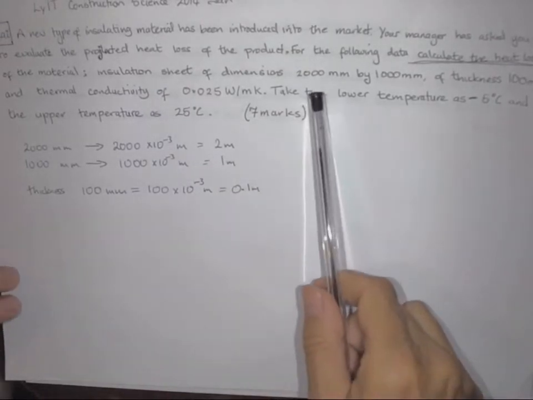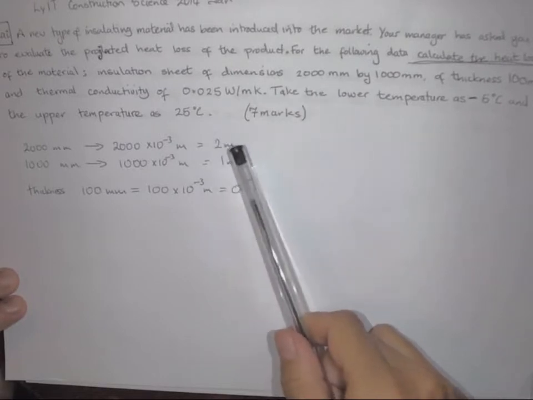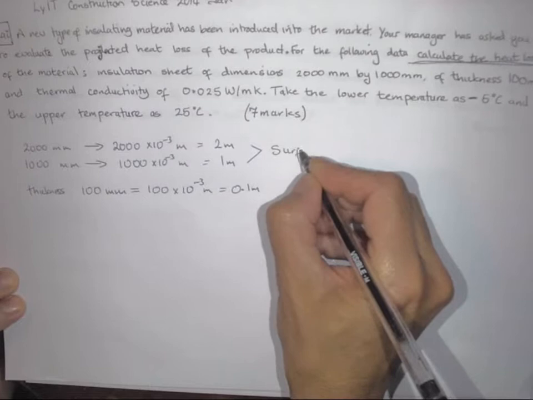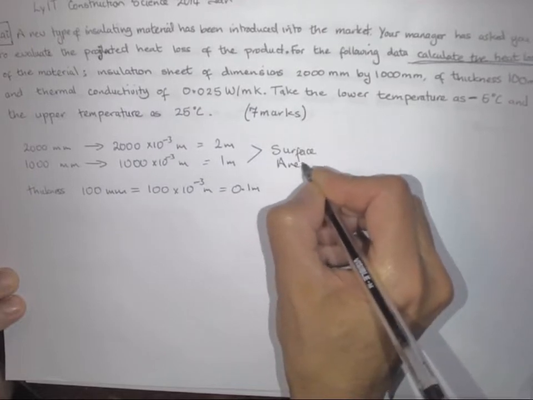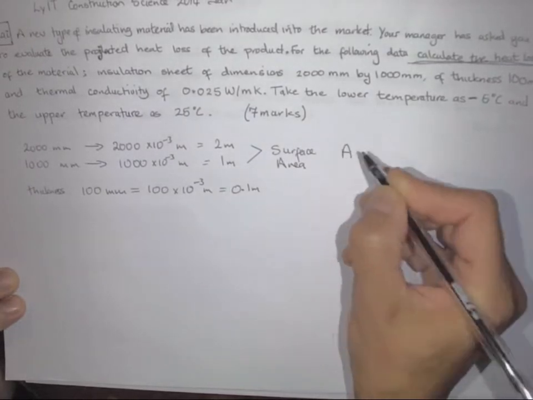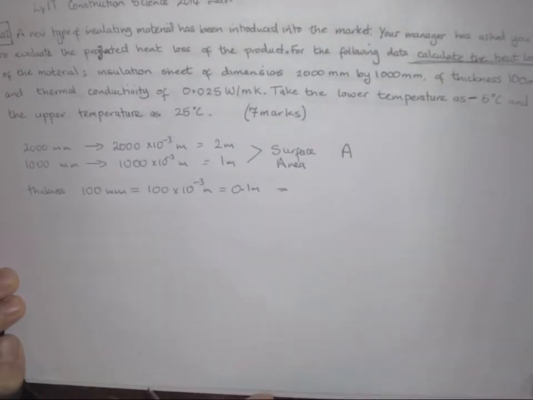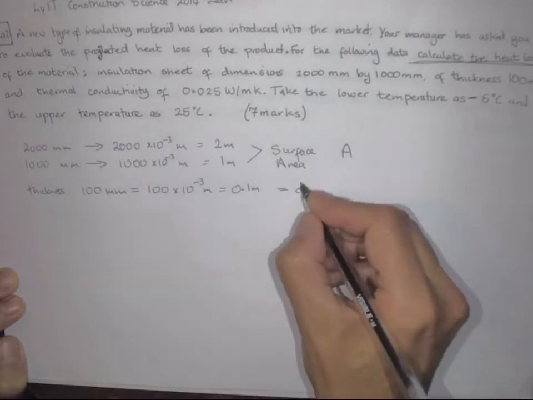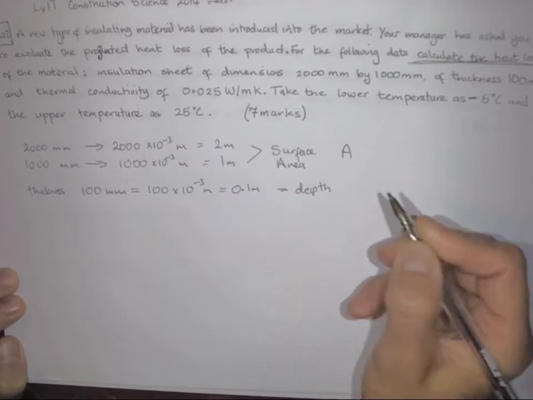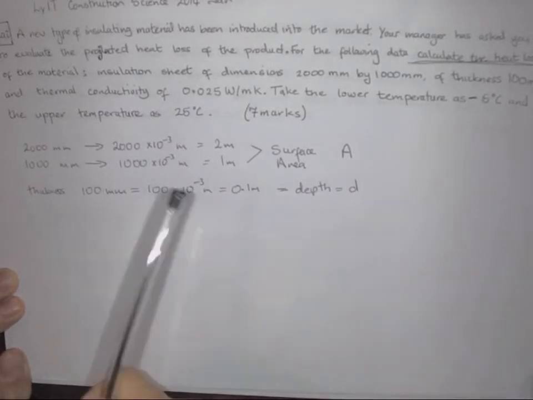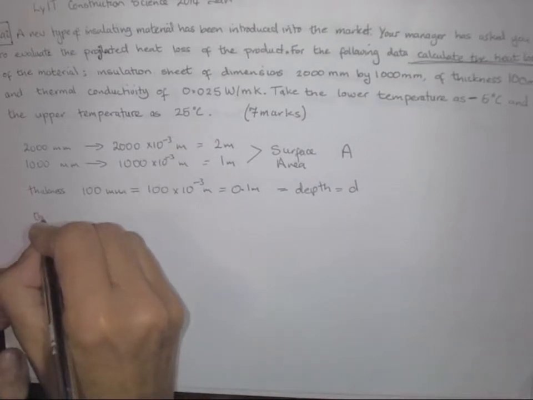Okay, now if we have dimensions of like 2 meters by 1 meter, this is giving us the surface area. And in a formula, it could be represented by the letter A. The thickness you may think could be represented by the letter T, but T could mean temperature or time, so generally T isn't used. Depth is another word for thickness, so it could be the letter D. We're also given thermal conductivity.